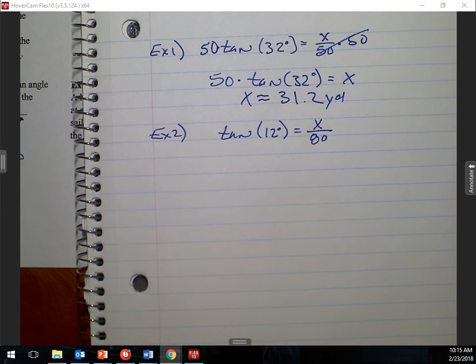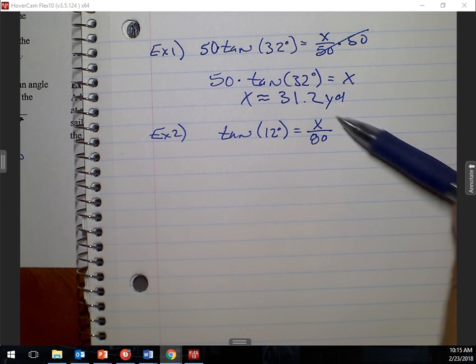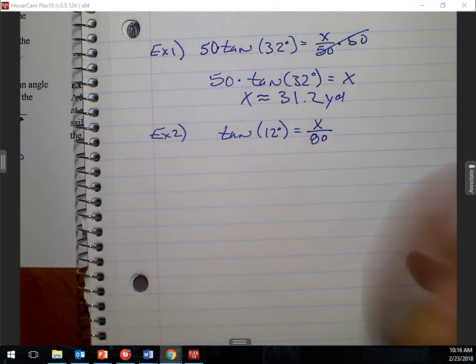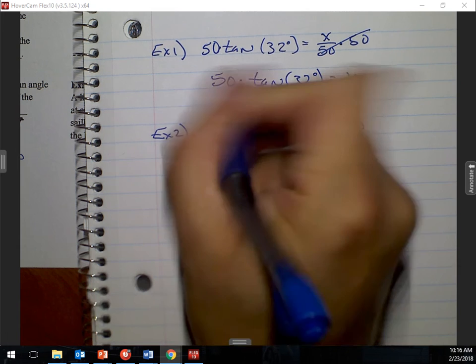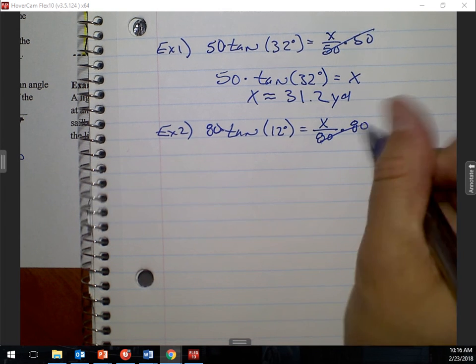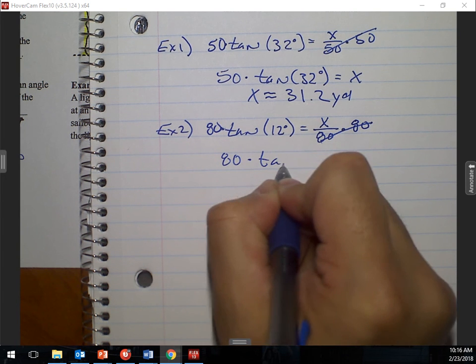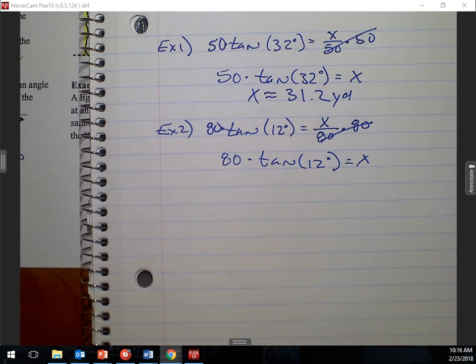So from right here, I always have to multiply by the bottom over here, right? So this is where my variable's at, so I should always multiply by the bottom, right? So I'm going to multiply top and bottom, or both sides, left and right, by 80. Very good. So those cancel. So I get 80 times tangent of 12 degrees is equal to my X.